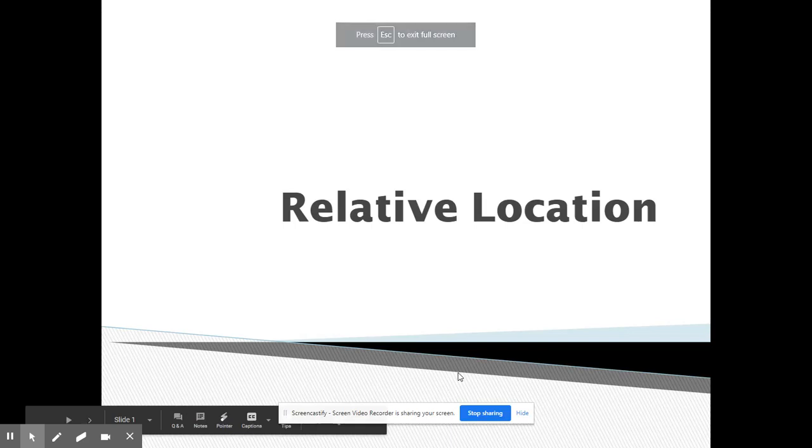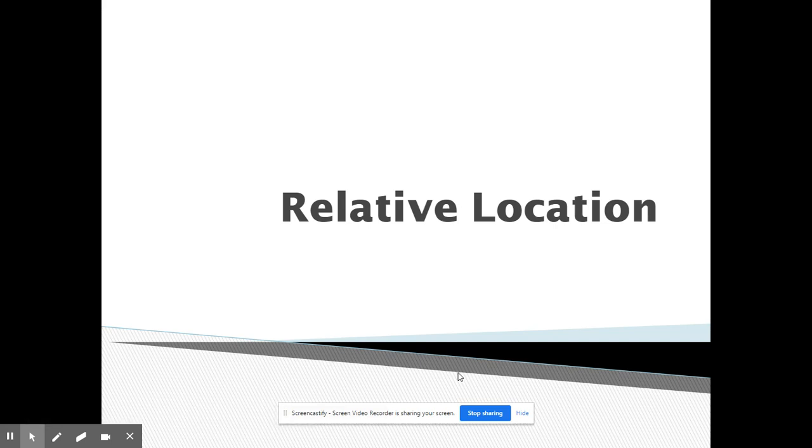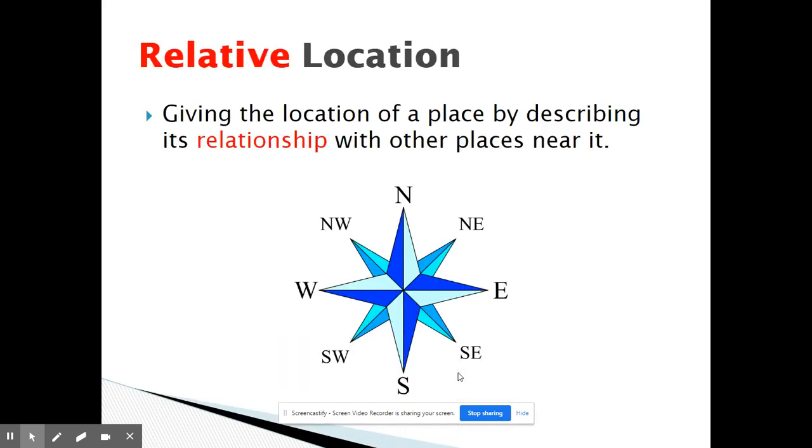We are taking a look at relative location, one of the two types of location, and this is the type of location that you probably use most in your day-to-day life. So to give relative location, you are going to be using the directions on a compass rose. Now, in your day-to-day life, you can use the words left and right, but since we're in social studies, we're going to use the directions on the compass rose.